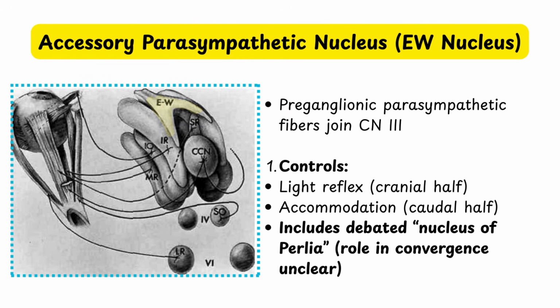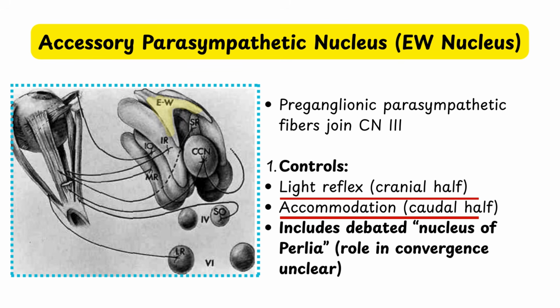Now let's briefly talk about the Edinger-Westphal nucleus, the accessory parasympathetic nucleus at the rostral end of the complex. It gives rise to the preganglionic parasympathetic fibers that are going to join the third nerve, and these fibers are going to pass along the inferior division of the third nerve, traveling with the branch to the inferior oblique. We will discuss this again when we cover the divisions of the third nerve.